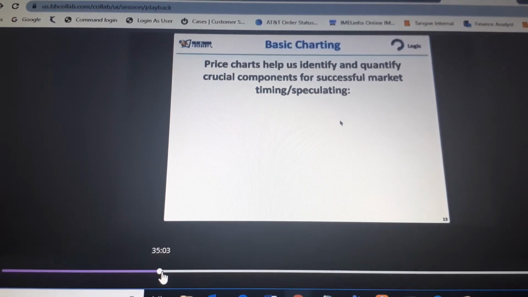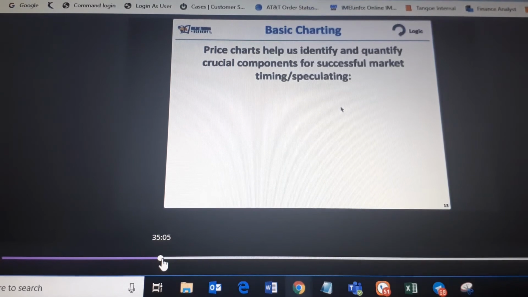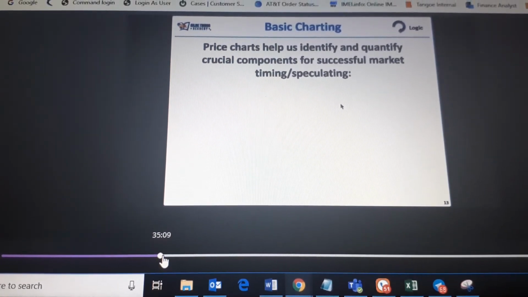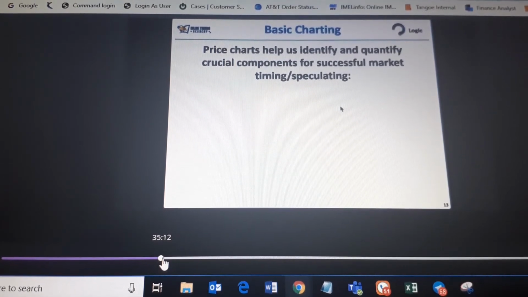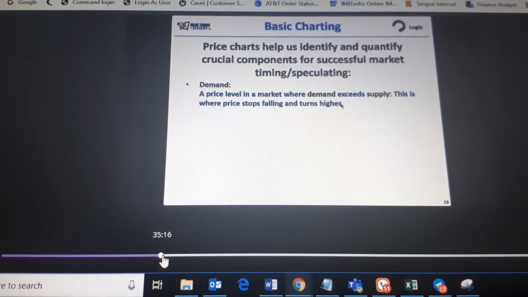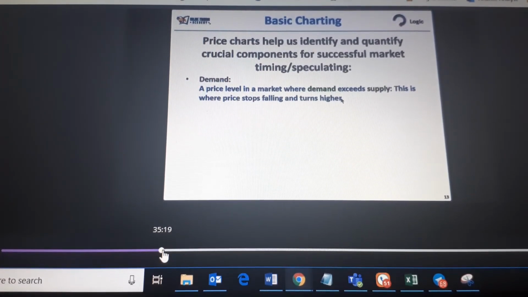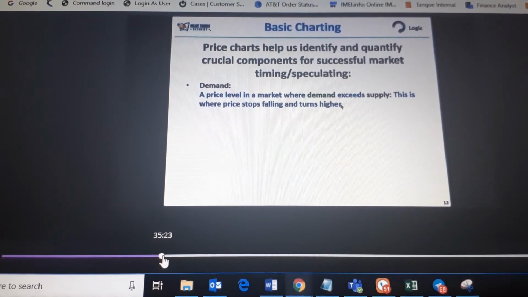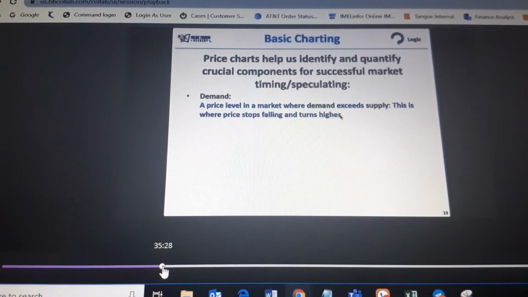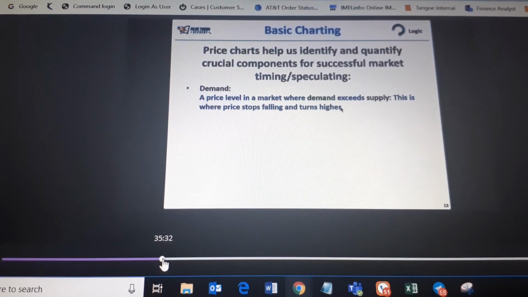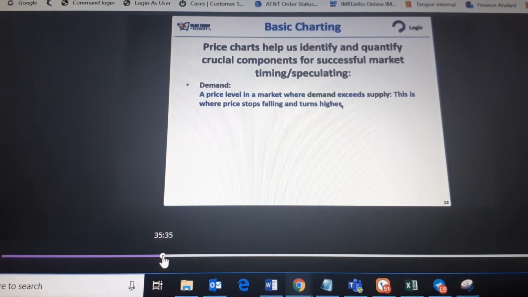Price charts help us identify and quantify crucial components for successful market timing or speculating. So demand: a price level in a market where demand exceeds supply. This is where price stops falling and turns higher. This is just an introduction of demand. Okay, Rutuja, thank you very much. We will get to know each and everything in detail in the coming sessions.